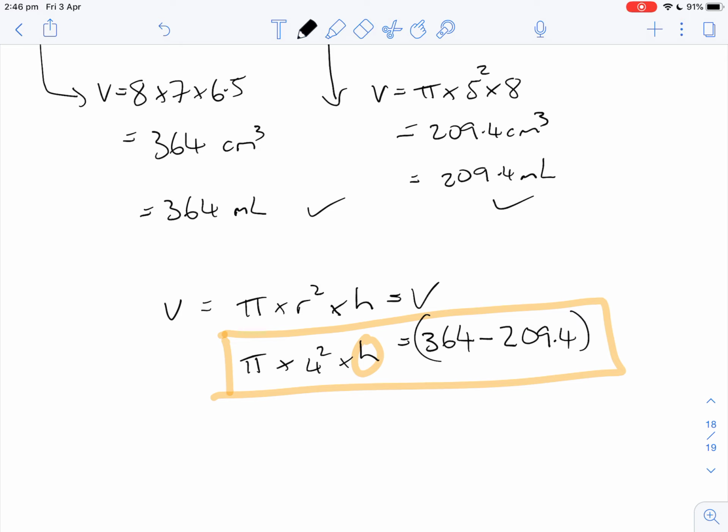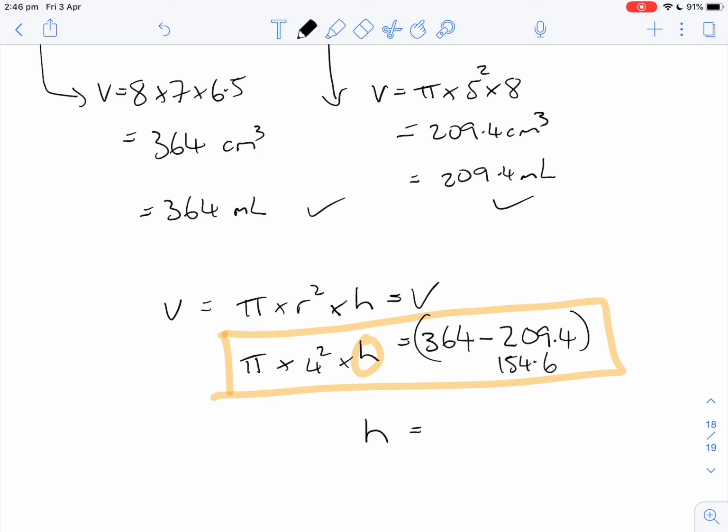If you're one of these stubborn people or the question requires you to do the algebra, then you want h. You're trying to solve for h. I'm just going to do that subtraction first for that bracket. What have we got? 364 take 209.4. That's going to give me 154.6 as my answer there.